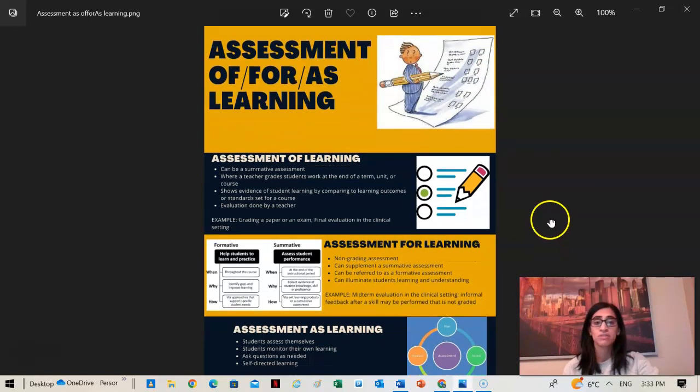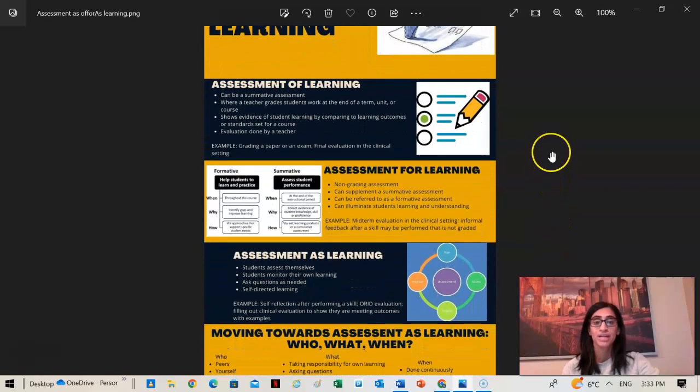Telling the difference, assessment for learning. This is your non-grading assessment. It can be a formative assessment, and it helps students understand what they need to learn and understand concepts, see where they're at, and it doesn't provide them a grade. So this could be like a midterm evaluation that they get done in the clinical setting, just showing them examples. Receiving informal feedback after a skill that they may have performed, which I give them often.